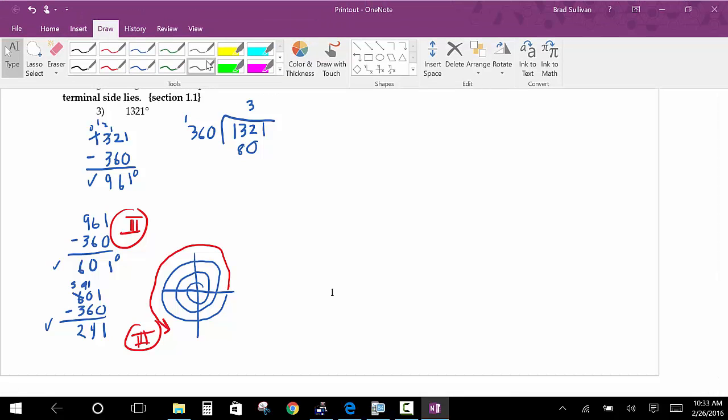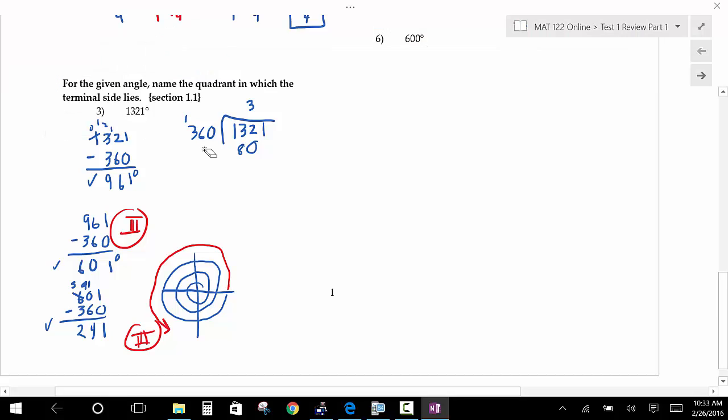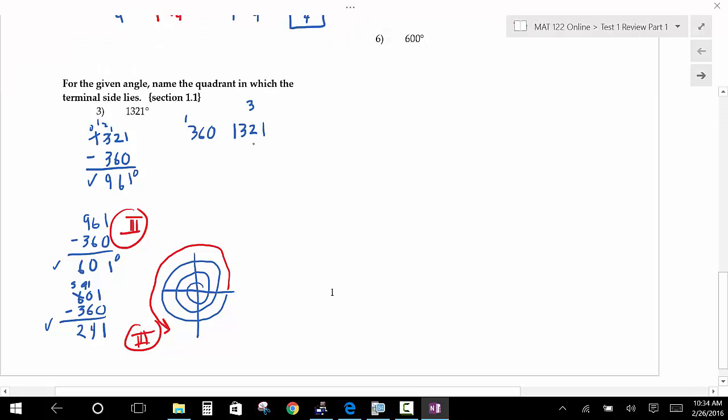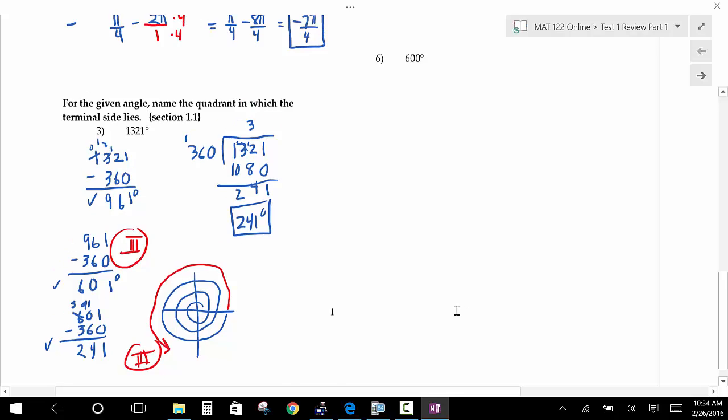Let me erase that and write that a little better. Okay, so what I'm going to do with this again, when I'm doing the division, is 3 times 0 is 0, that goes there. 3 times 6 is 18, that goes there, carry the 1. 3 times 3 is 9, plus 1 is 10. Now if you do the subtraction, you got 1, you have to regroup, making that a 12 and that a 2. So that's going to be 4, and then that will end up being 241. So either way you look at it, you're going to get 241 degrees. Okay, like that. So that puts you in quadrant 3.